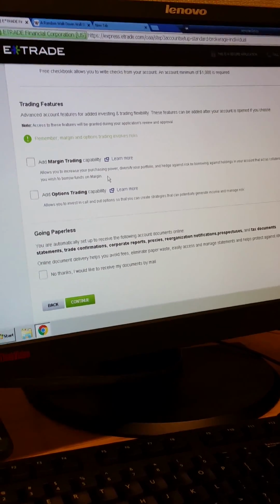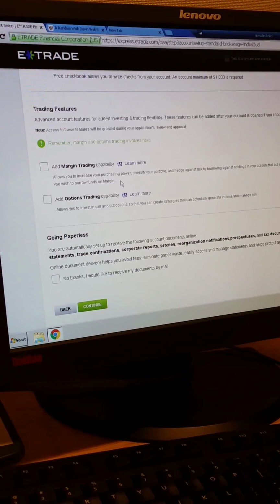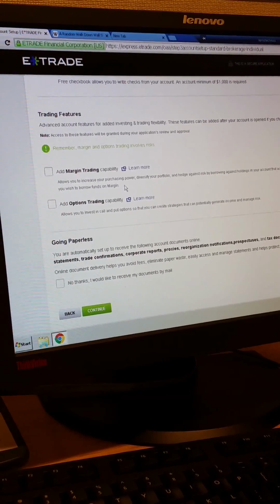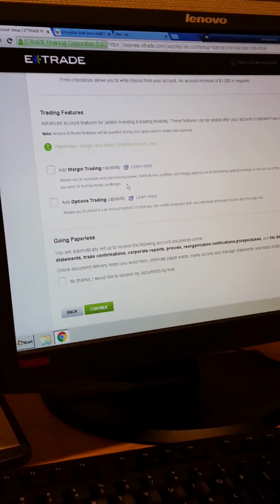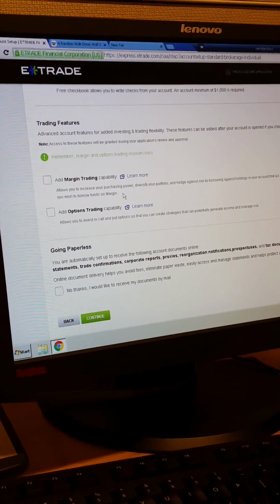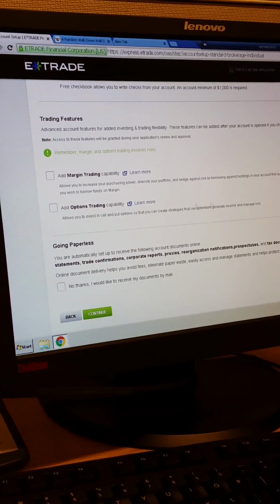So margin trading is basically just borrowing money to invest. Okay. So you multiply your gains if you gain, you multiply your losses if you lose. So it's pretty risky both ways. Okay. No, thanks. Yeah, options trading you probably don't need.